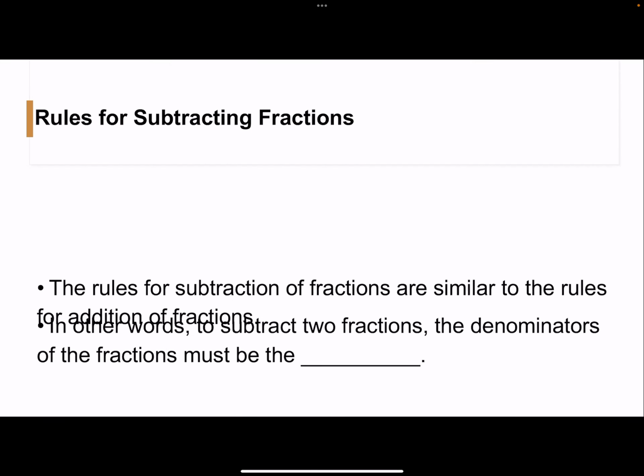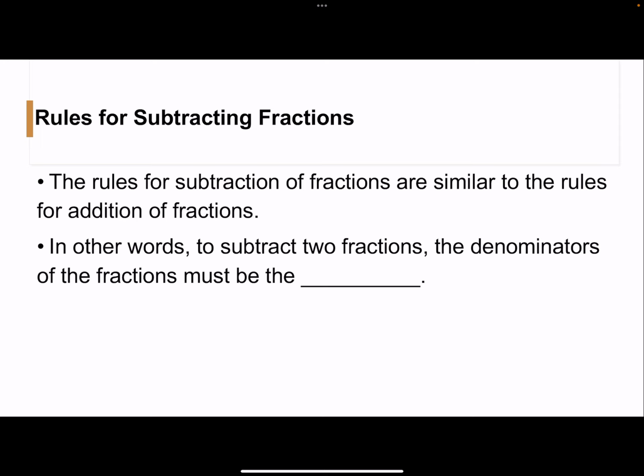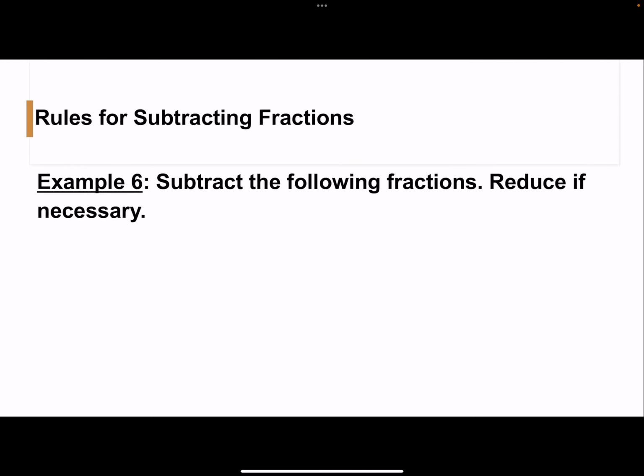The rules for subtracting fractions. The rules for subtraction of fractions are very similar to that of the addition of fractions. In other words, when you subtract two fractions, the denominators of those fractions must also be the same. So when you're adding and subtracting, you have to have common denominators. Let's look at example 6, where we're asked to subtract the following fractions.